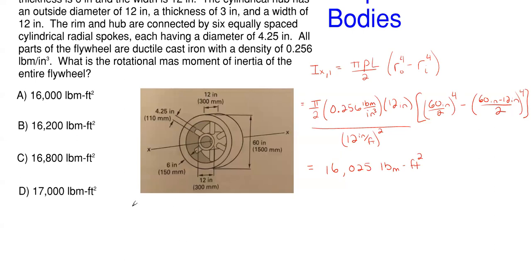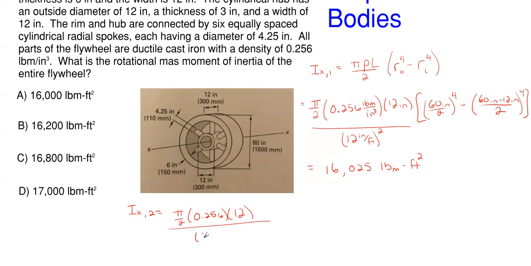So this one I am going to call IX part 2, which you could also call it for the hub, but basically the same equation. Just interchange our inner and outer radius here. So it's going to be, once again, pi over 2 times 0.256. I'm not going to attach units to this one because it's basically the same thing. 12 for our 12 inches of thickness there, which is this dimension.